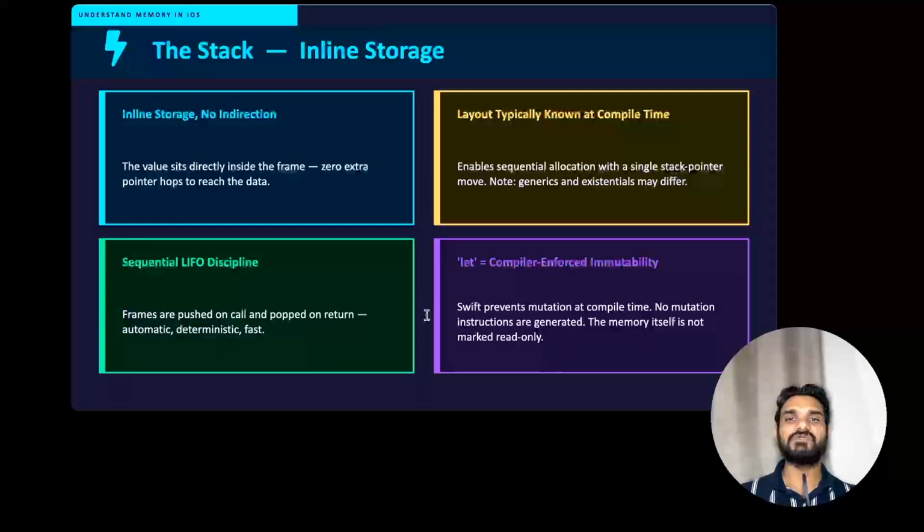Now, when we use let with value types, Swift enforces immutability at compile time. No mutation instructions are generated. The memory itself is not read-only, but the compiler prevents changes. This is why value types feel safe and predictable, especially in concurrent systems.